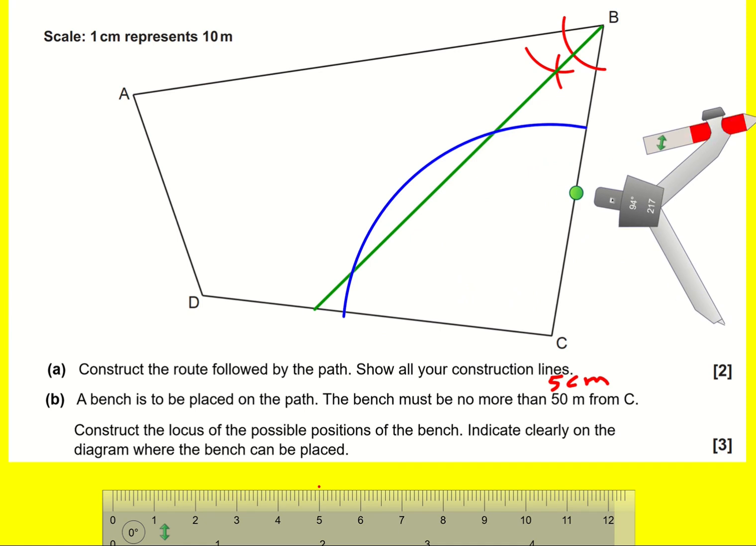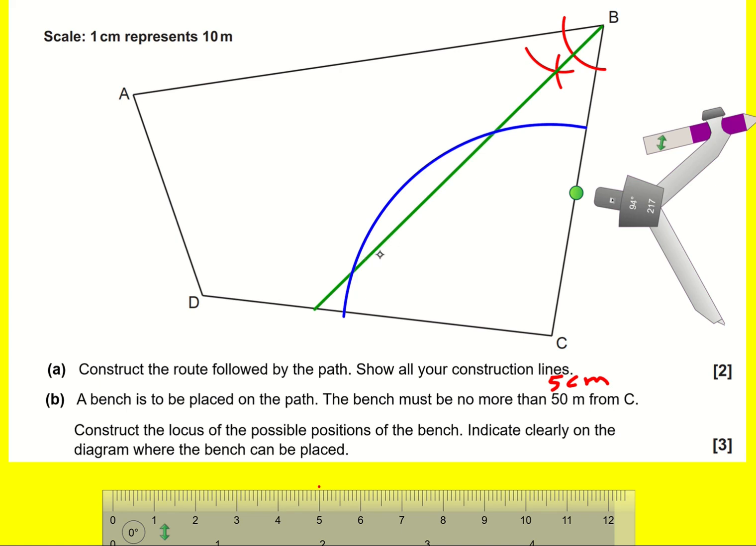Now, let's just bring this all together. It says in the question, the bench is placed on the path, and then it must be no more than 50 meters from C. That means it can be less than 50 meters from C. So it's got to be on the path, but less than 50 meters or 5 centimeters. So it's everything inside the circle, but it's got to lie on the path.